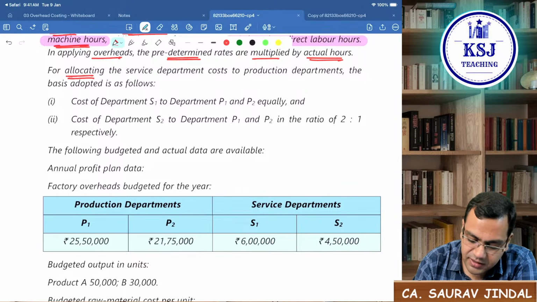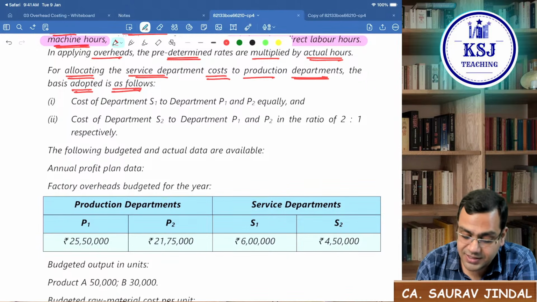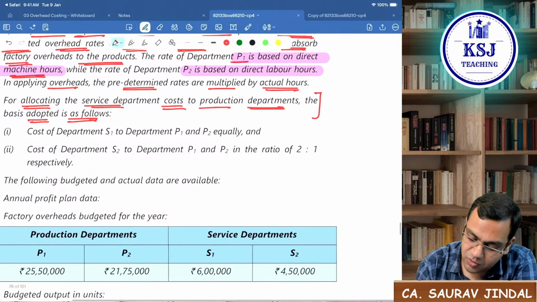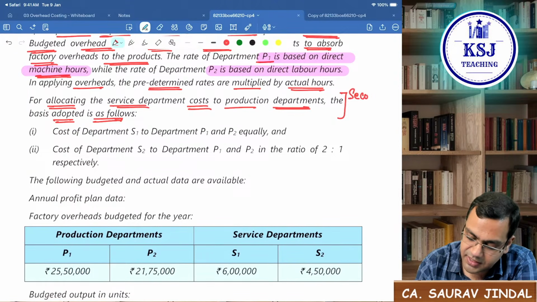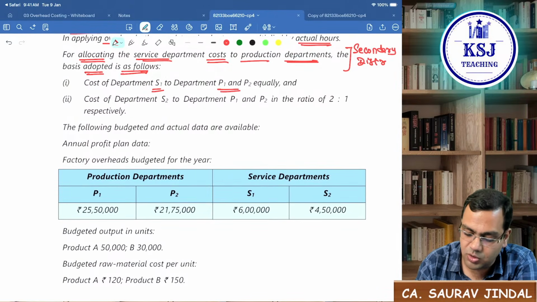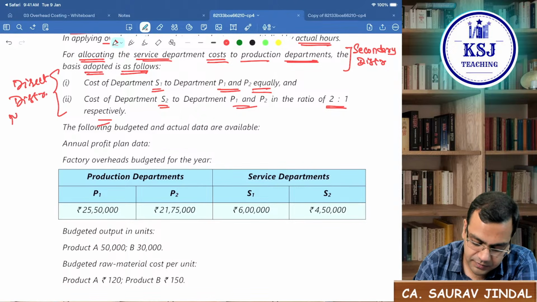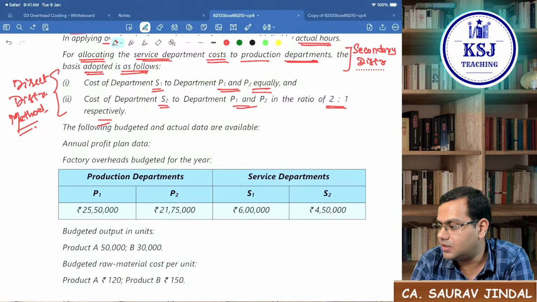For allocating the service department cost to the production departments, the basis adopted is as follows, for the secondary distribution. This part they are mentioning for the secondary distribution, that is how the secondary distribution is being done. Cost of department S1 to P1 and P2 equally, and cost of department S2 to P1 and P2 in the ratio of 2:1 respectively. So which method are they applying? They are applying the direct distribution method.